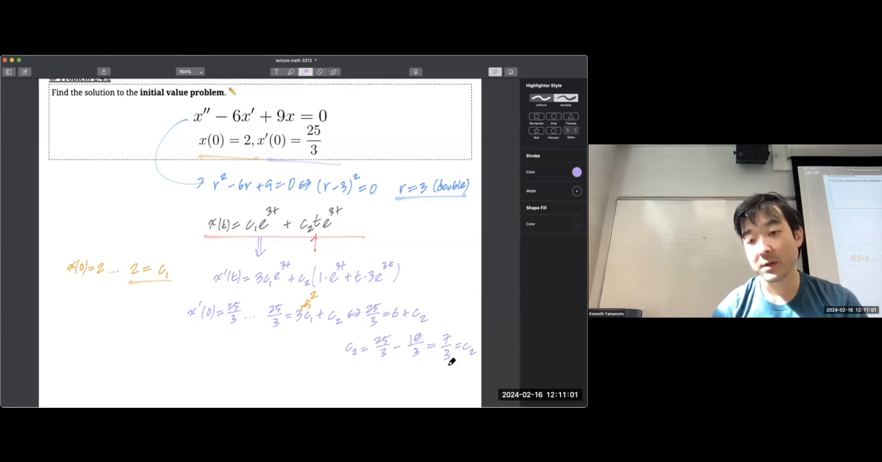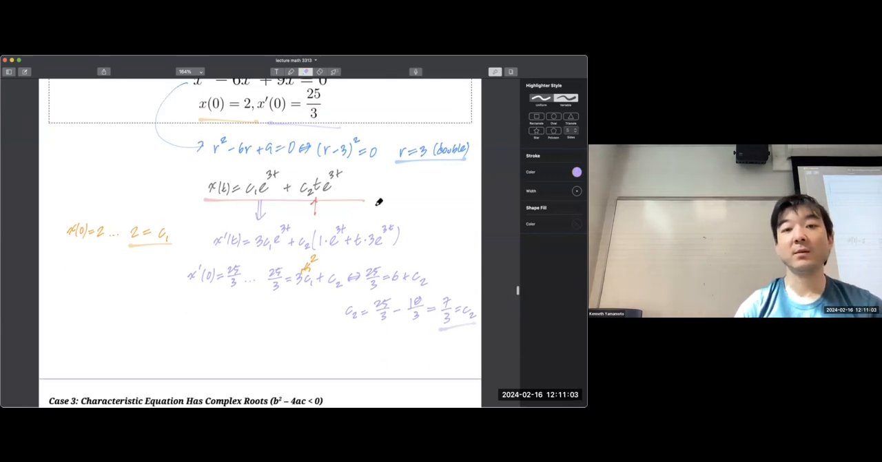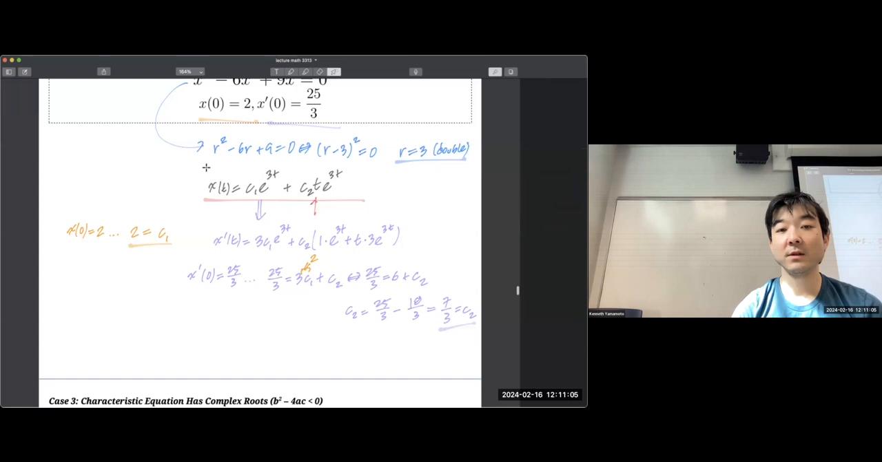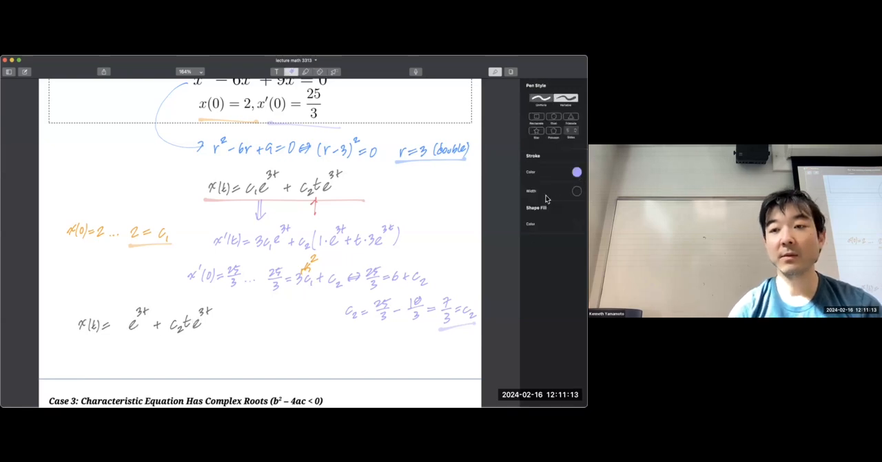And we're done. So we just plug those into the c1 and c2 in our general solution. So we have this thing right here, but then I'll just say that our c1 happened to become 2 after we plug in this initial condition, and c2 ended up being 7 over 3.